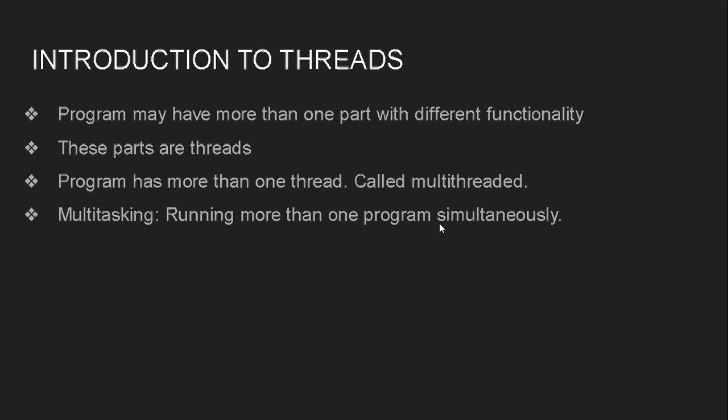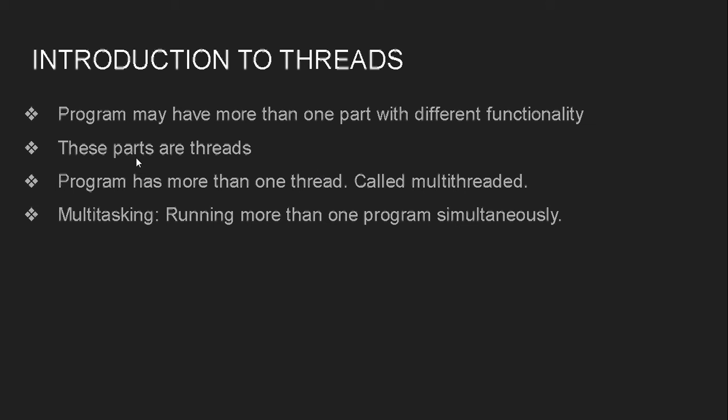So first of all, what is a thread? A program can have more than one part with different functionality. As I said earlier, we call these parts threads. One part of the program is finding out whether a number is even or odd. At the same time, another part of the program or another thread is printing a Fibonacci series. And another thread is executing at the same time, printing out the factorial of a particular number, let us say.